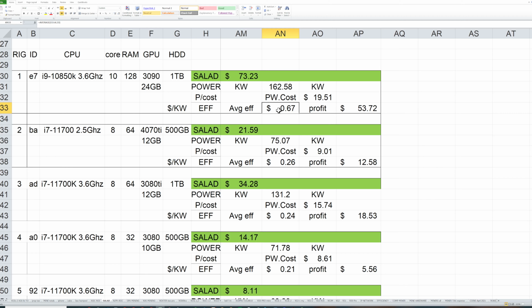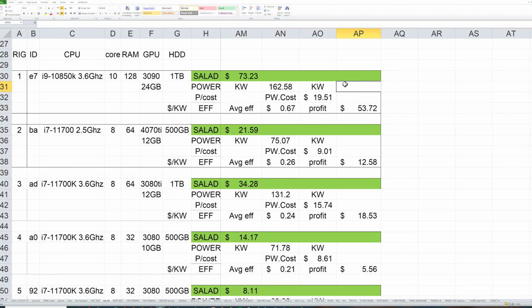This machine is making for me, right? So I'm paying 12 cents and I'm making 67. So basically the profit is roughly 55 cents, right? 55 cents. So if I spend 162 kilowatts of power, 55 cents is my profit. So hope that makes sense, right?